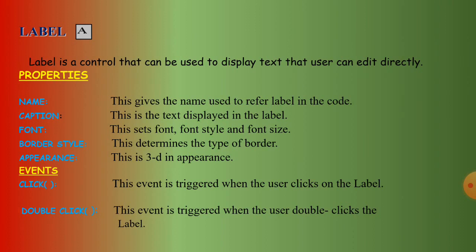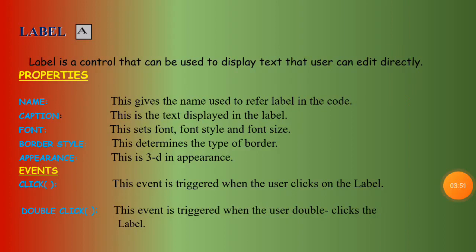Some of the properties of the label box are name, caption, font, border style, appearance, etc. Name gives a name to the label. For every label box we give one name, using the property known as name. Similarly, caption is the text displayed in the label. Whatever text you want to type in the label represents the caption. That is the difference between a name and the caption.